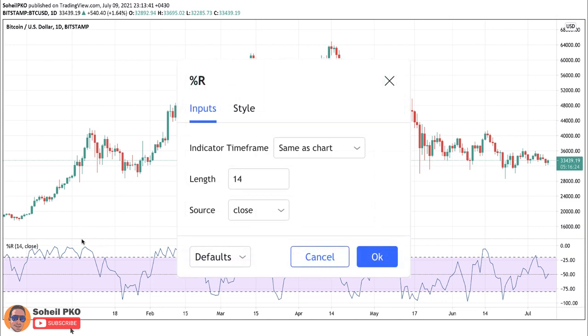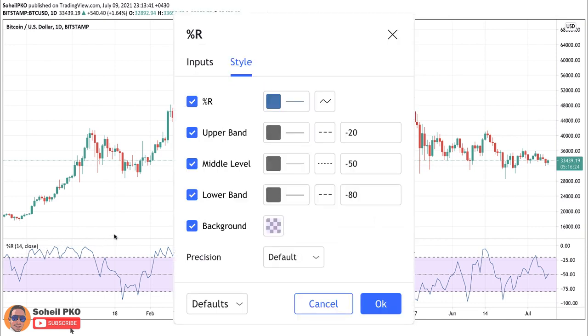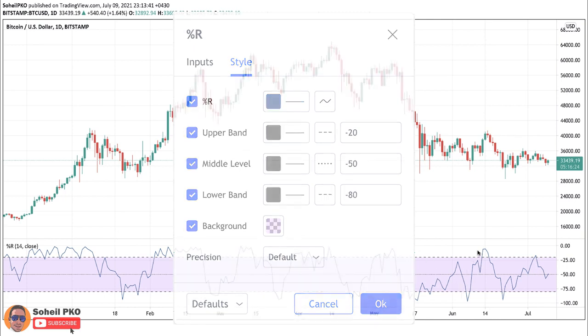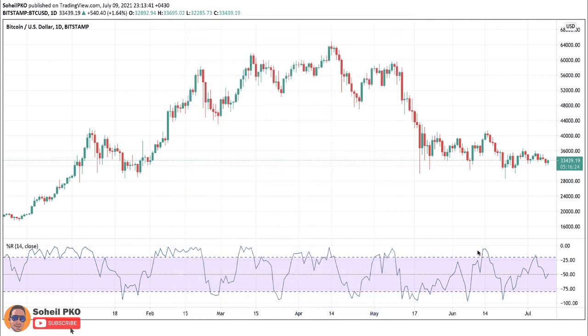The default lookback period for this indicator is 14 and also the default level of overbought and oversold levels are -20 and -80. The default setting works pretty well, but you can adjust the setting based on your trading style and trading system or the market you're trading so the indicator better matches with your whole analytical process.